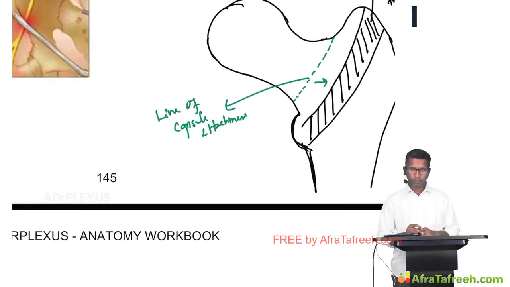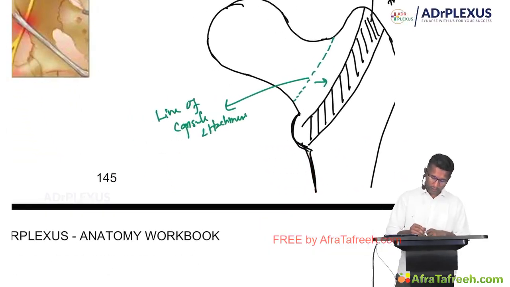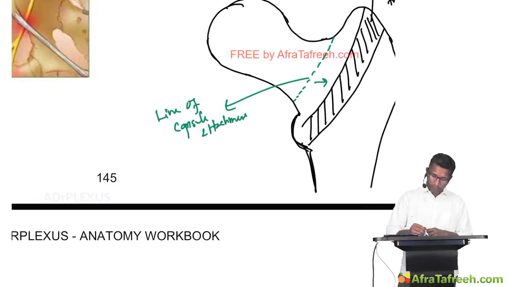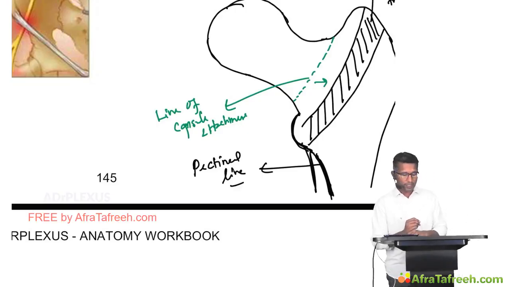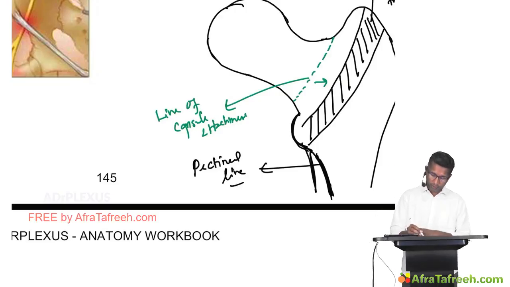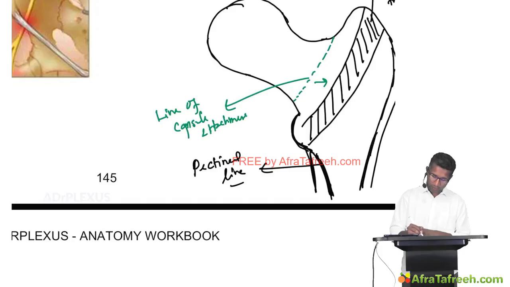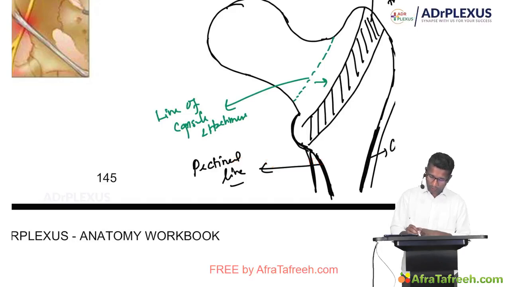Now when you trace the posterior part of the lesser trochanter below, it continues as a thick line here, and this thick line is called the pectineal line. The name itself tells you this pectineal line will receive the insertion of the pectineus muscle. When you trace the greater trochanter below, it forms a thickened ridge here. This is called the gluteal tuberosity.